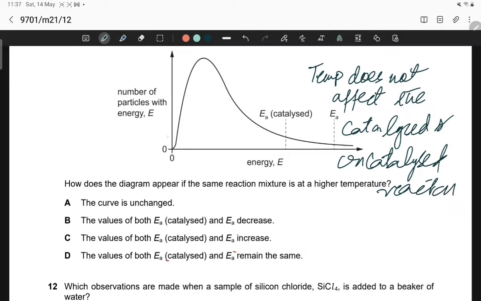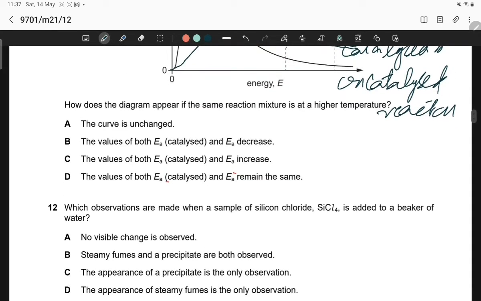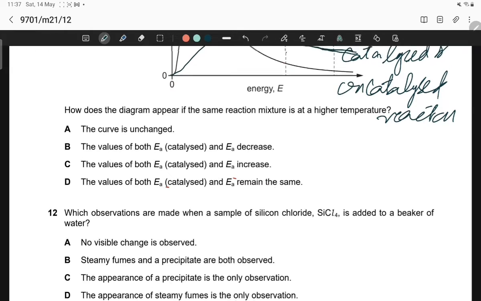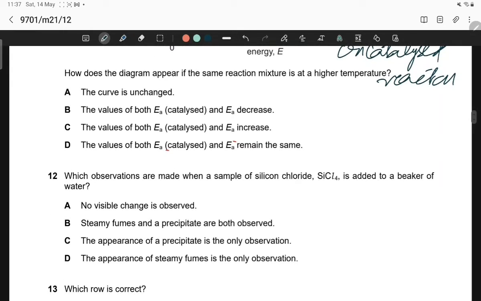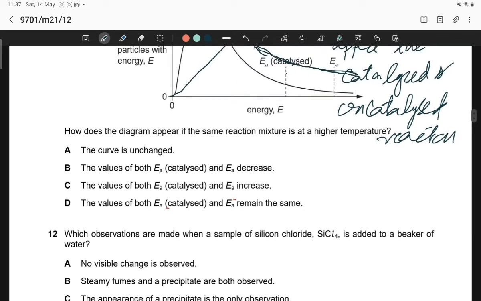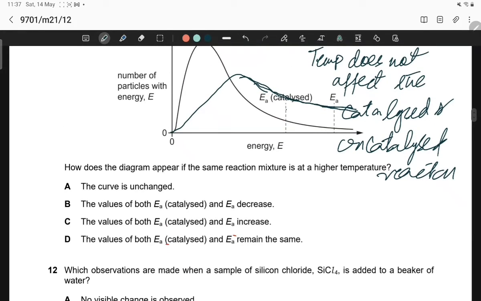So it means if the temperature is changed, there is no change in the catalyzed and uncatalyzed reaction. How does the diagram appear? If the same reaction mixture is at a higher temperature, the curve is unchanged. The curve is unchanged. Here the curve is changed, so this is incorrect.